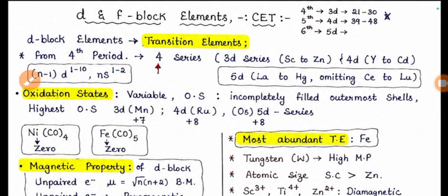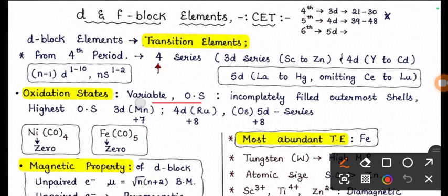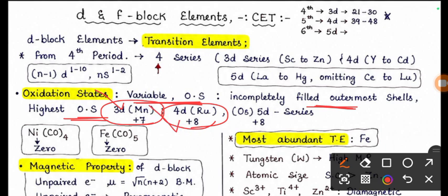Remember, transition elements show variable oxidation states. Variable, not just one. You can find more than one type of oxidation state because they have an incompletely filled outermost d orbital. And the highest oxidation number in each series: in 3d series it is +7 for manganese, in 4d series +8 for ruthenium, and in 5d series +8 for osmium. So the transition elements' highest oxidation state is +8.